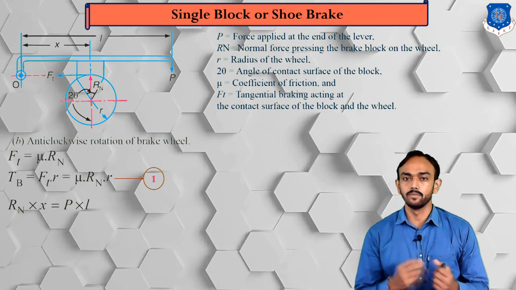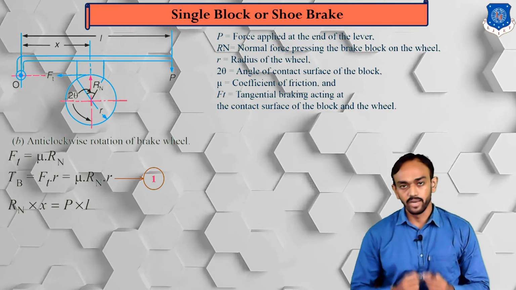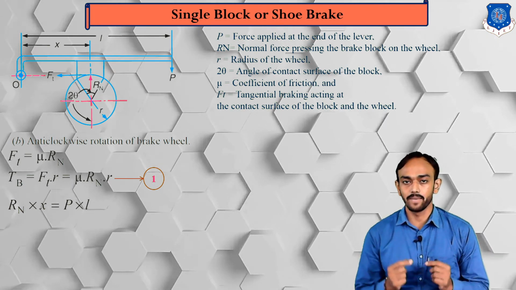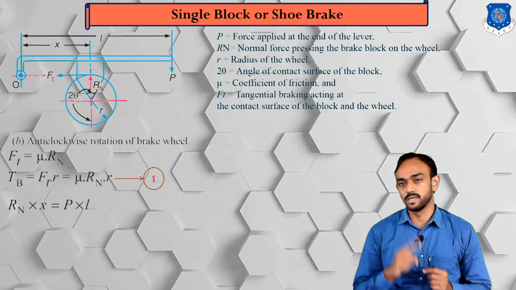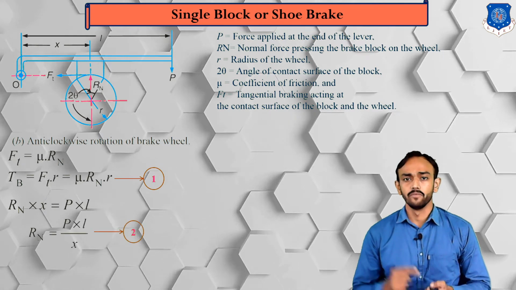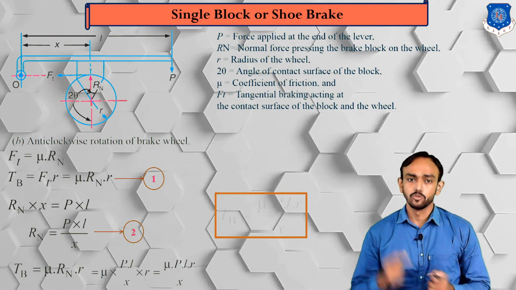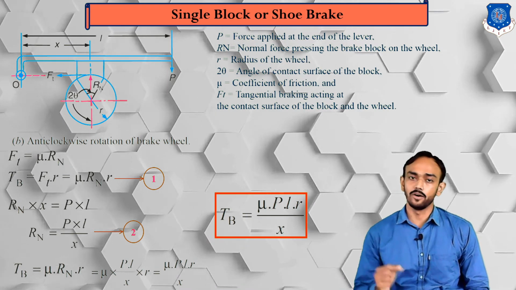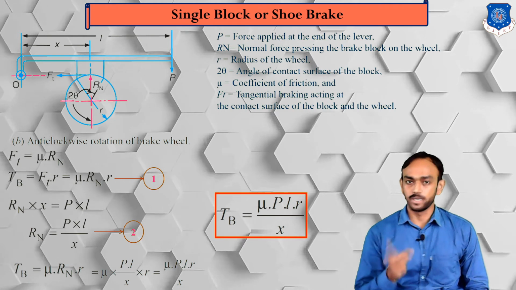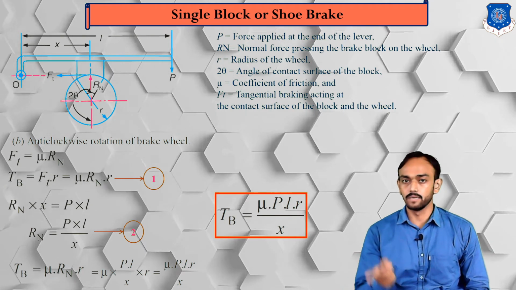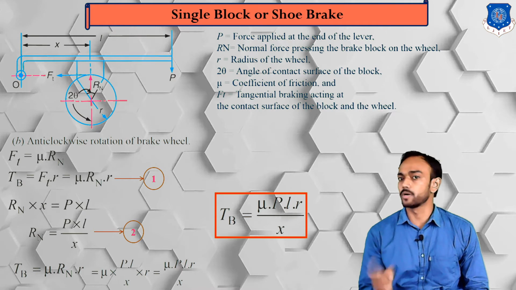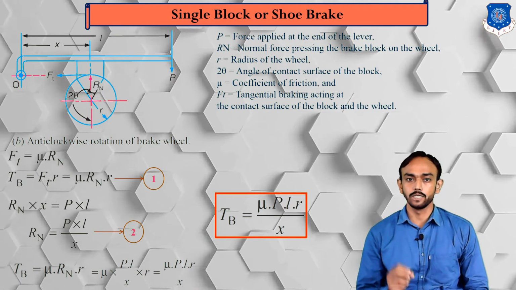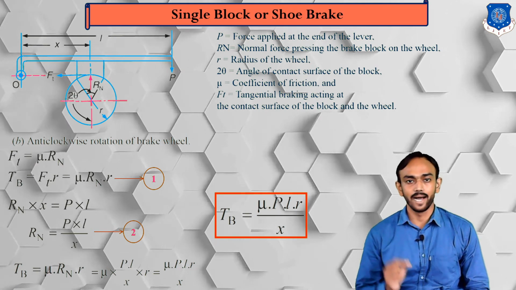And we will take the moment. Now check this. When we take the moment, P into L and Rn into X will be the same as before, when the rotation was in a clockwise direction, and we will find the same formula here. So remember that when the pivot point is in the line of action of the frictional force, in both directions, clockwise or anti-clockwise, our braking torque equation is the same: Tb is equal to mu into PL into r by X.